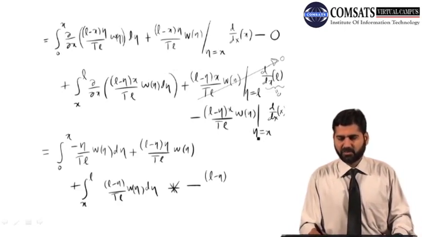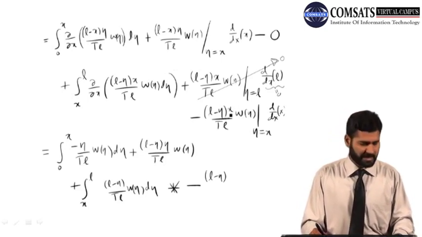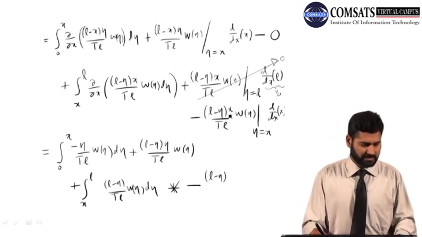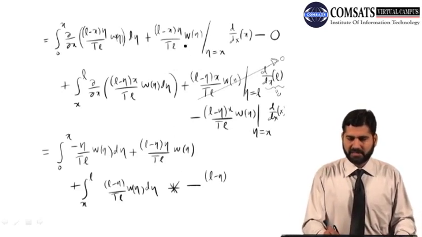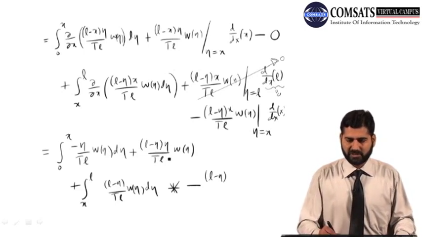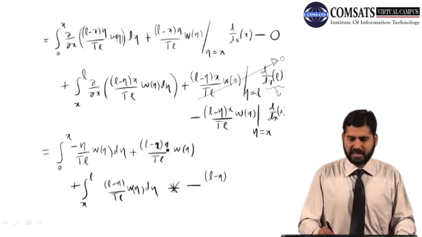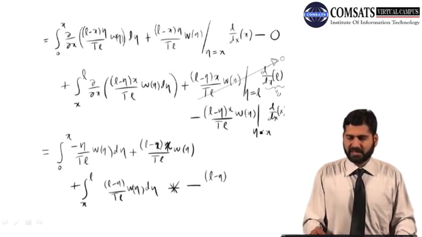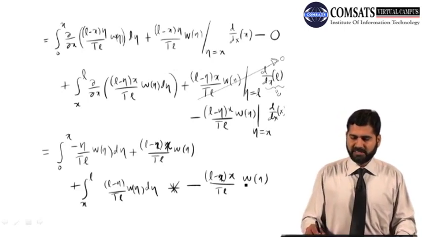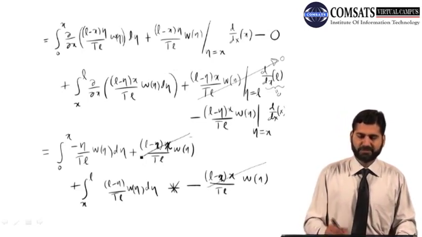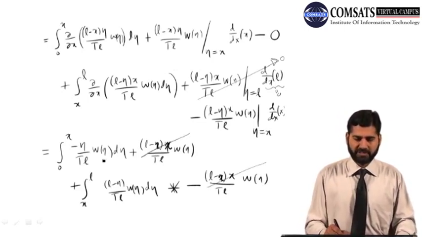Eta and x are the same, so you can either replace x by eta or eta by x. It's the same thing, right? So here I replaced eta by x, so this was x, and here I'm replacing eta by x again, so L minus x, x by TL, w eta. So see, these are the same things and they cancel out. And all you are left with is this one. All right?